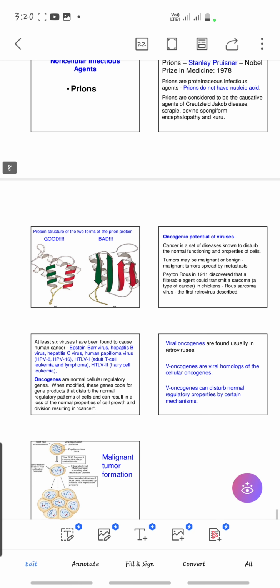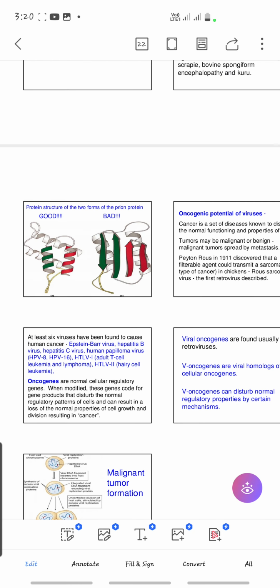Okay, so this is the protein structure of the two forms of prion protein. We have the good and the bad. You can identify whether the prion protein is good or bad by its own structure.